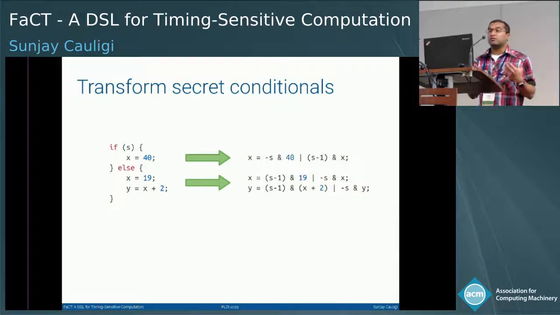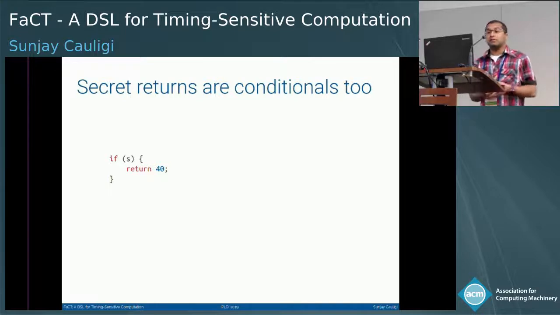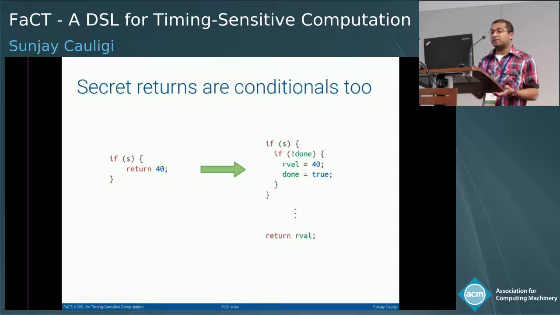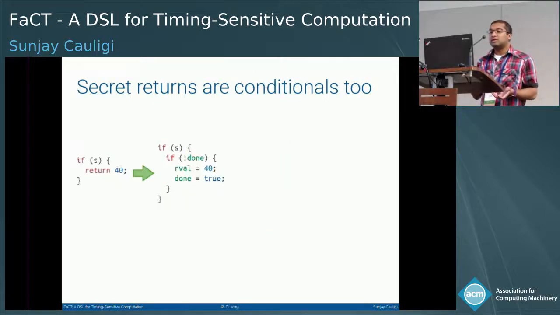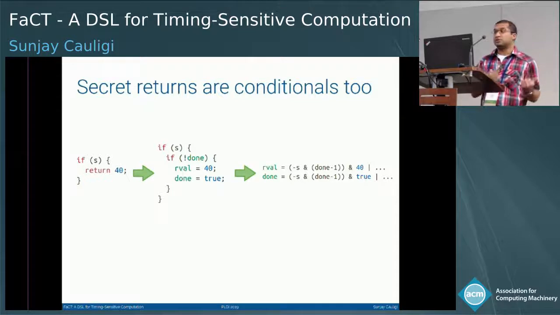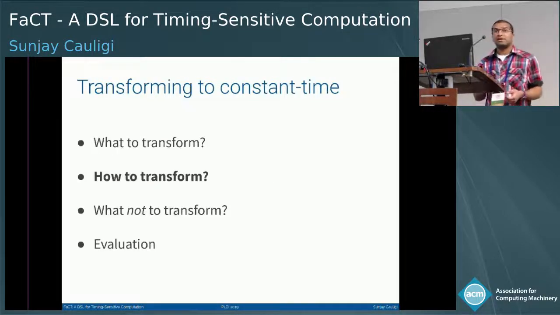And now that we know how to transform conditionals, we can use that to transform other things as well. So a secret return. So if we have if s, some secret, then return the value 40. We can rewrite this into a conditional statement. So we set up this new variable rval that holds our return value and some additional state that says whether our function is returned or not. And now the return statement becomes, if we're not yet done, then assign 40 into our rval and then set done to true. And then at the end of the function, we return rval. And now that it's written in terms of conditional statements, we know exactly how to transform this. It's the same transformation you just saw a couple slides back. So that's how we do the transformation.